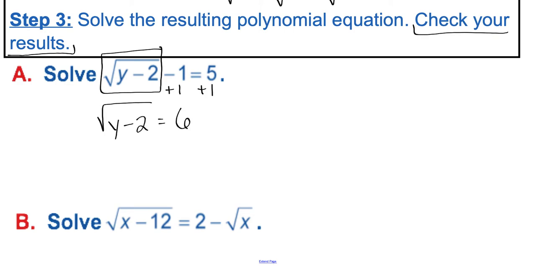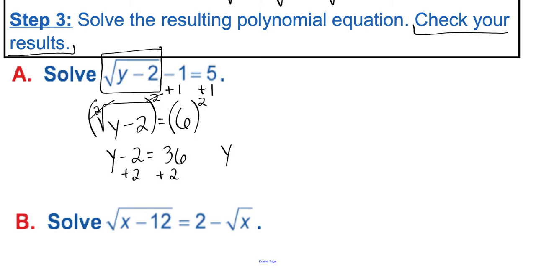Once we have that radical by itself, take both sides to the second power, since a square root is like an implied 2. I have to do that to both sides. Whatever I do to one side, I have to do to the other side. So that square root cancels with that exponent. We have y minus 2 equals 36, because that's 6 squared. Then we can add 2 to both sides to finish out. You get y equals 38.